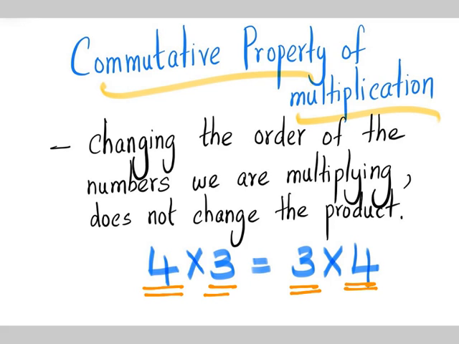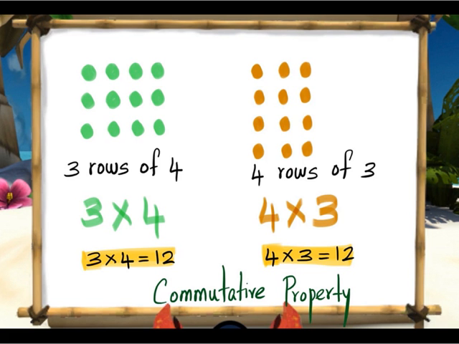4 times 3 is equal to 3 times 4. 4 times 3 is 12 and 3 times 4 is also 12. So both are the same. Okay, we will see an example for that. I have drawn arrays for 3 rows of 4 and 4 rows of 3.